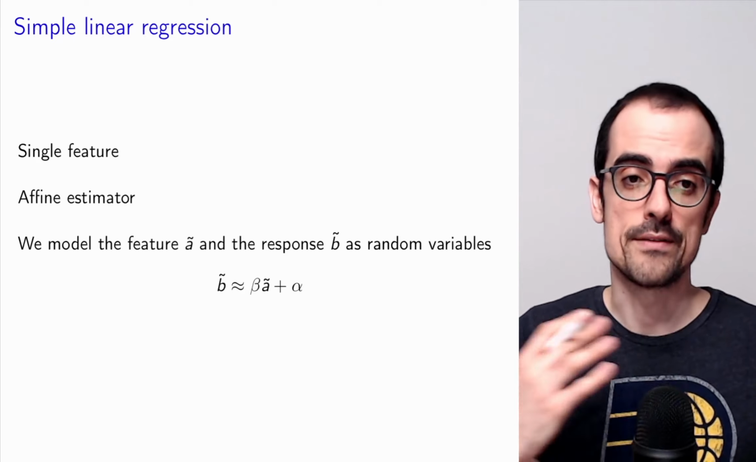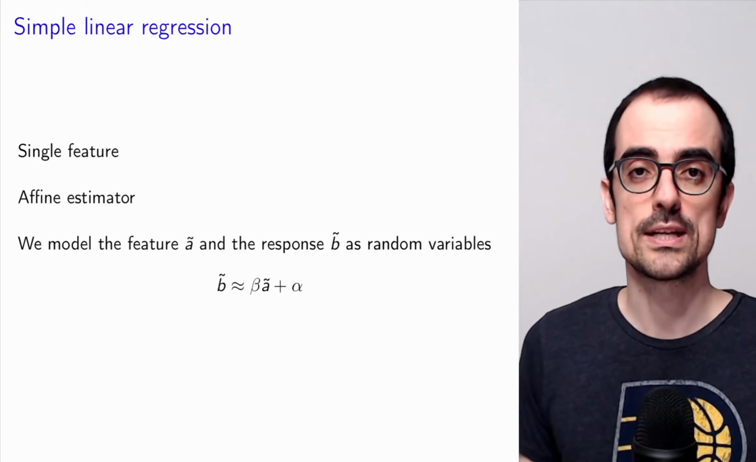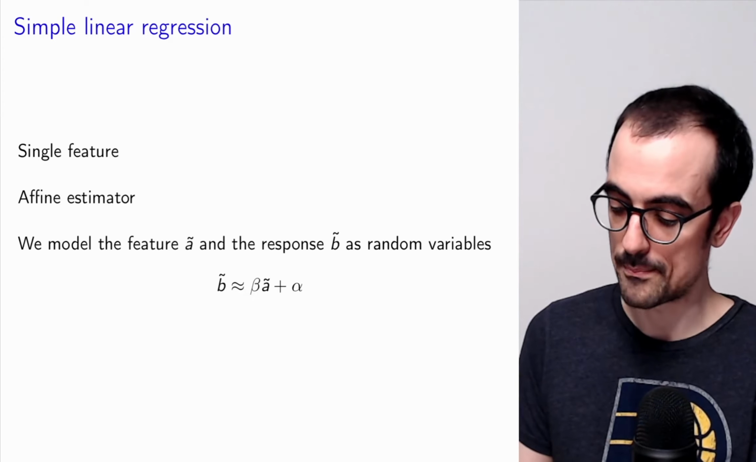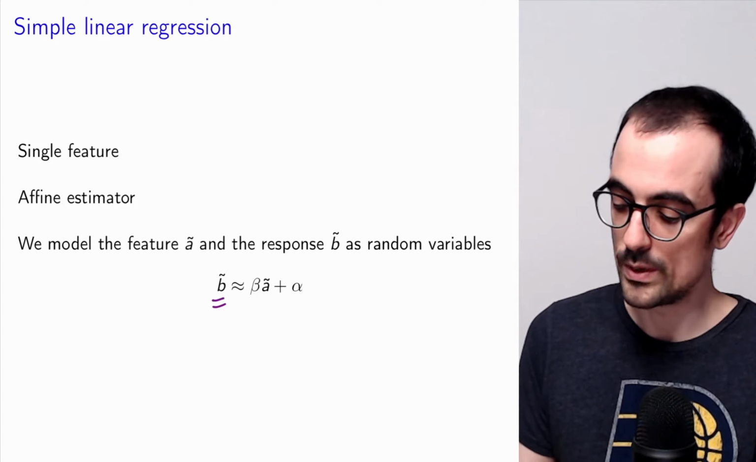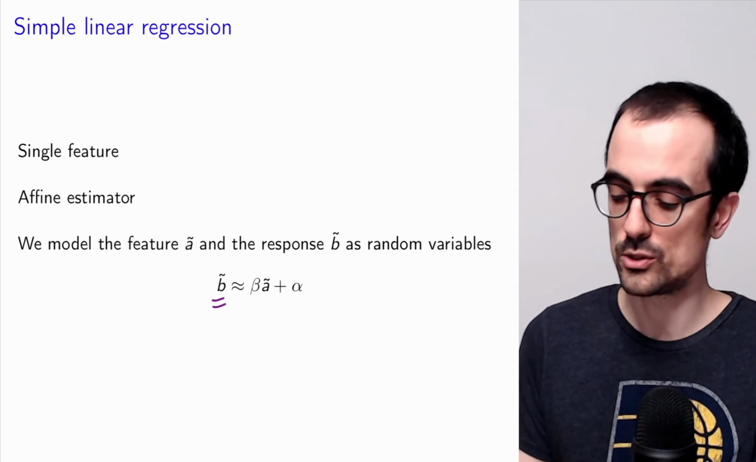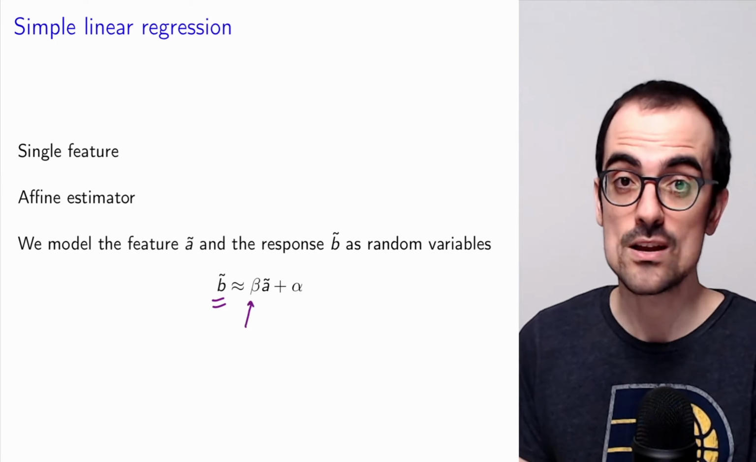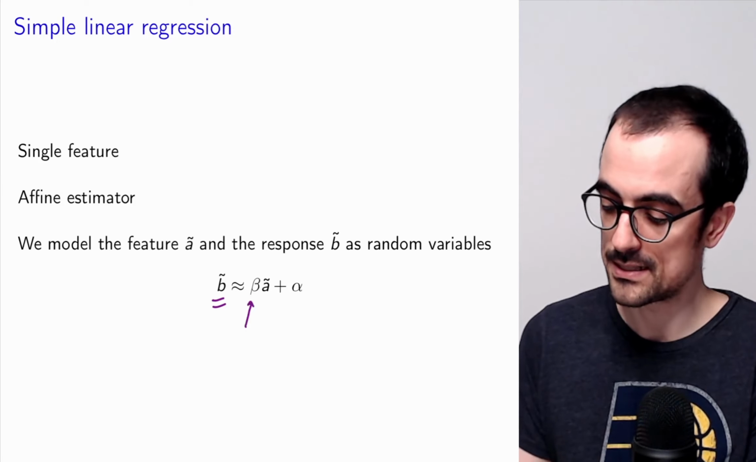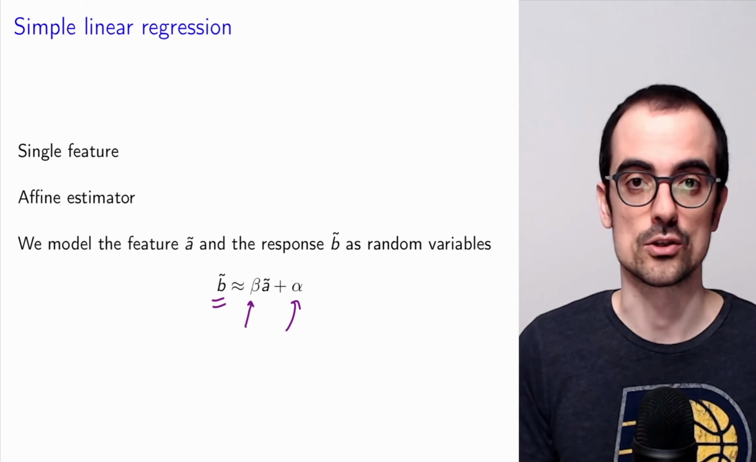We model both the feature and the response as random variables so that this constraint looks as follows. We want to approximate the response, which is this random variable b, and we constrain the estimate to be a scaled version of a, of the feature a, plus some constant. Okay, so there's a constant scaling and then an additive constant.